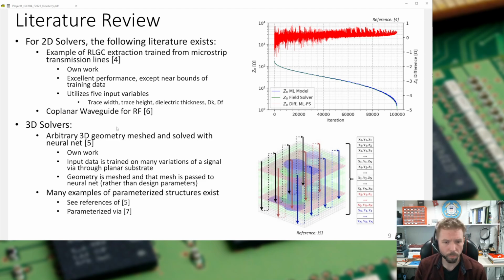Like I was saying, when it comes to parameterized structures, there's quite a few references, examples of work using parameterized structures. They would input things like via diameter or trace width or anti-pad diameter or substrate thickness or things like that, and those can achieve pretty good results as well, but just a different approach.